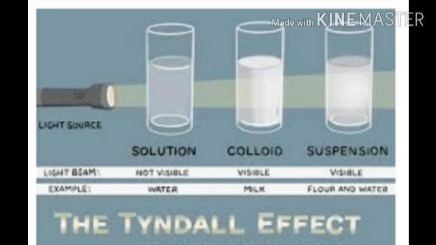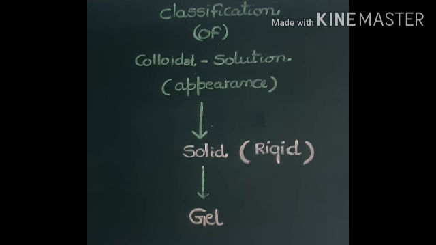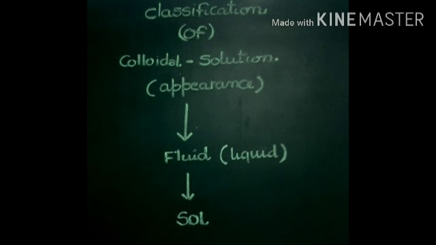I already explained this previously. Now, the classification of colloidal solution based on appearance. When colloidal solution appears like a solid, then it can be called a gel. Whenever colloidal solution appears in a solid rigid position, then it can be referred to as gel. And some colloidal solutions appear like fluid; those colloidal solutions can be referred to as sol.